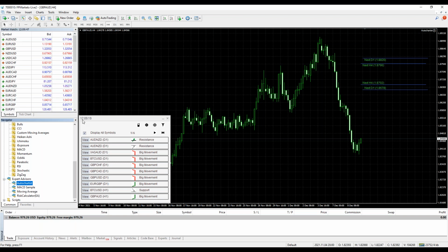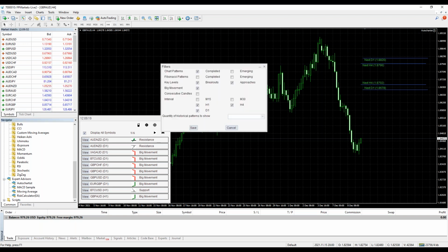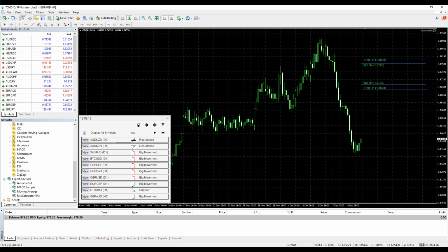Okay, and so we have all these opportunities here, and the first thing we have to do is to look at this filter section. And I mentioned last time these big movements. These are more informational in nature, so I'm going to go ahead and remove them and keep the breakout chart patterns, breakout key levels, and approaching key levels only on my AutoChartist market scanner. And there's a specific reason for that, and I'll show you why that is now.